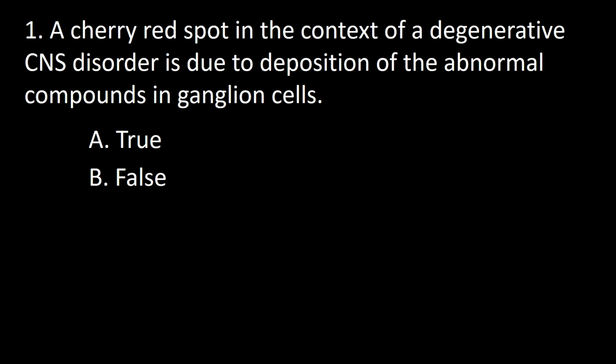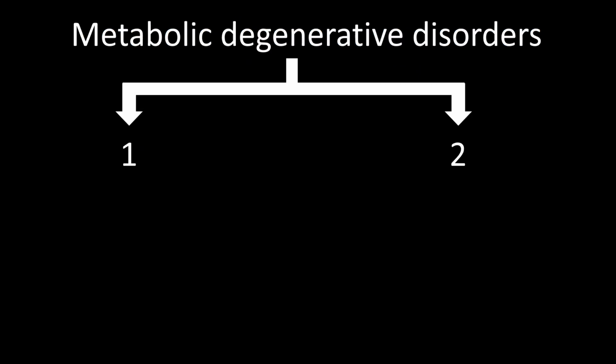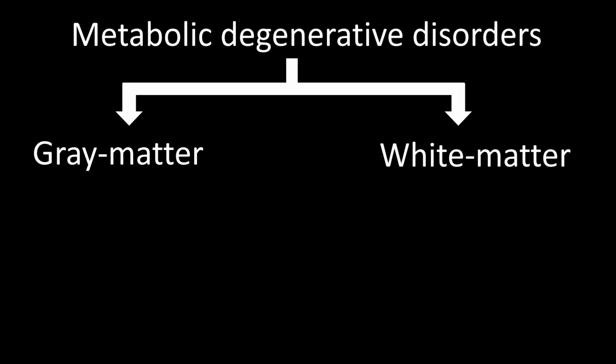The first question is: a cherry red spot in the context of a degenerative CNS disorder is due to deposition of abnormal compounds in ganglion cells. A, true; B, false. Metabolic degenerative disorders can be classified based on the prevailing central nervous system findings in two groups: those with prevailing gray matter findings and those with prevailing white matter findings.